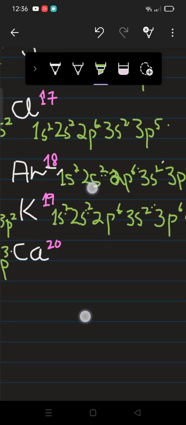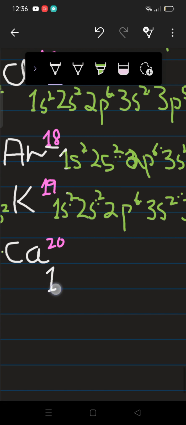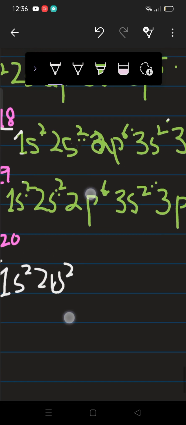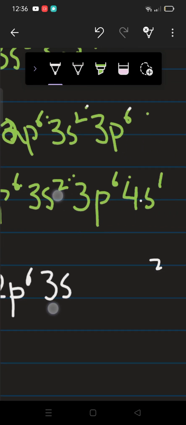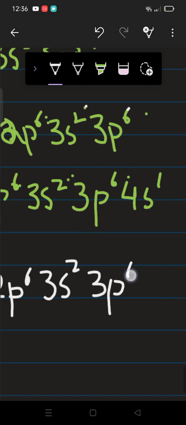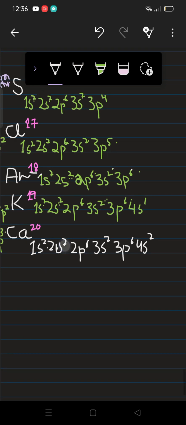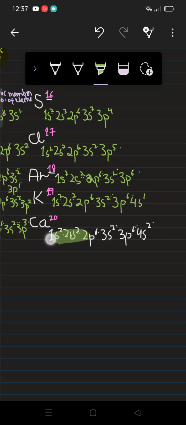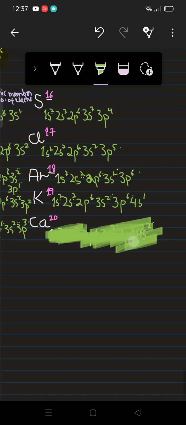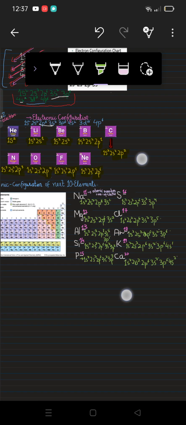Now last but not the least, calcium. So 1s2, 2s2, 2p6, 3s2, 3p6 and 4s2. Let's count. 2 plus 2 is 4, 4 plus 6 is 10, 10 plus 2 is 12, 12 plus 6 is 18, 18 plus 2 is 20, which is the atomic number of calcium. So 1s2, 2s2, 2p6, 3s2, 3p6, 4s2 is the electronic configuration of calcium.